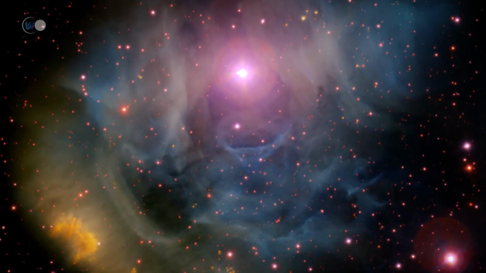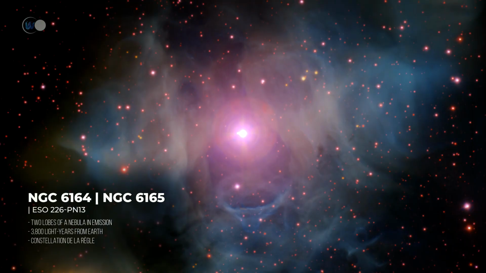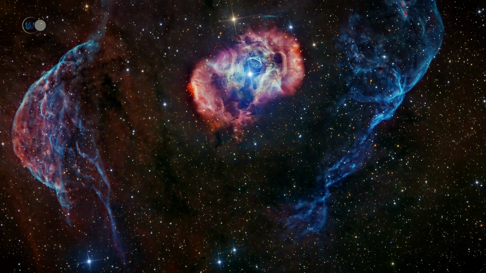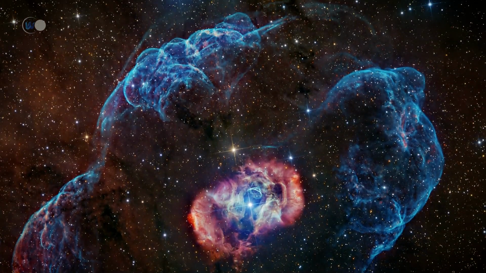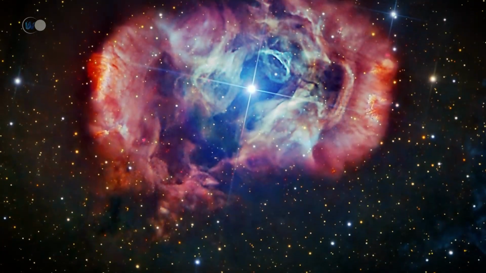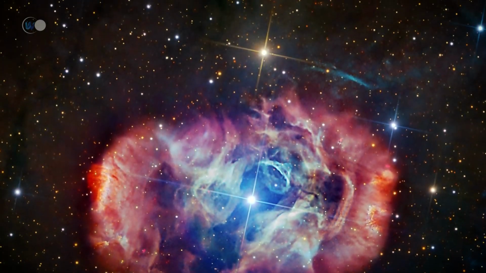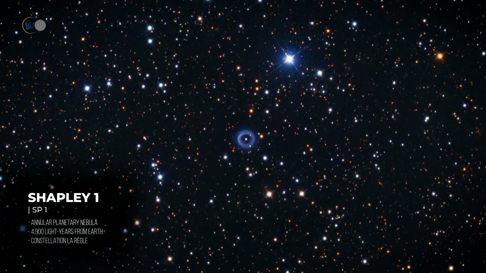NGC 6164-6165 refers to 2 lobes of the nebula in emission. The nebula's gas has been ejected by the star at its center. This star is the source of the nebula's energy. The star is relatively young, between 3 and 4 million years old. It is around 40 times more massive than the Sun.